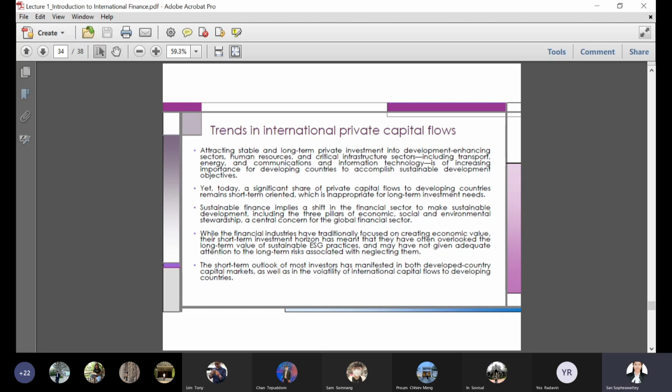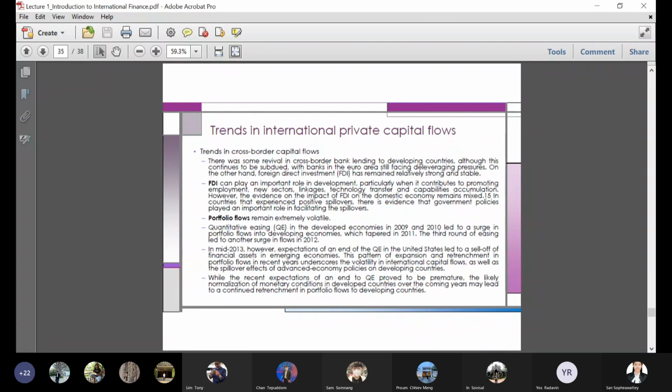Because developing countries rely on advanced economies' capital, there's still volatility in the capital flow, because the economies in advanced countries also remain vulnerable to the global imbalance we mentioned before. And in terms of cross-border capital flows, we can see that there is some revival in cross-border bank lending to developing countries.